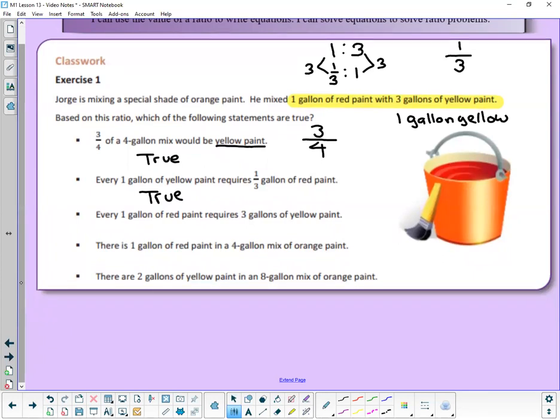Every 1 gallon of red paint requires 3 gallons of yellow paint. Well, that's exactly what our initial statement reads. So that has to be true. 1 gallon of red paint, there's 1 gallon of red paint. 3 gallons of yellow paint, 3 gallons of yellow paint. That also has to be true. Let me get rid of some of this. Oops, I didn't mean to get rid of that. Clear the board just a little bit so we can have some more room for future problems. There we go. This one we said was true. This one we said was true.